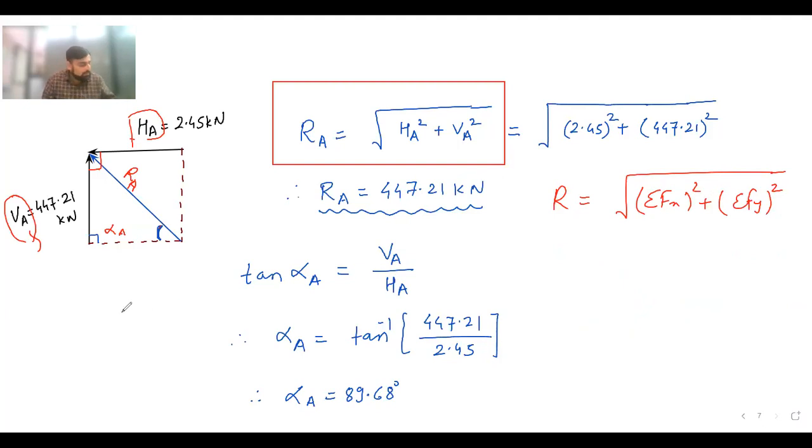So here what I will do, see cos of 90, cos of 90, who can tell me? Cos of 90 is 0, right?